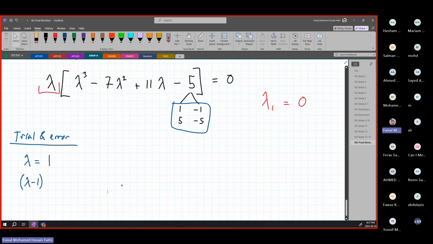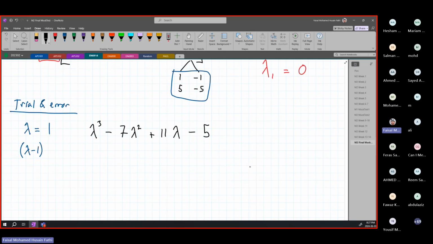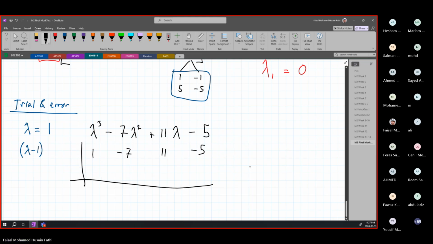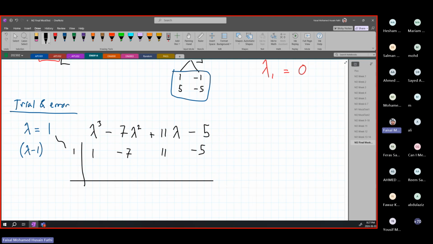All right, so when we have 1, how do you find out if this is an actual root or not? First, we're going to write down this equation again so that you guys can see how it will be solved. So we're just looking at the cubic, right? First thing we're going to do is, lambda cubed becomes, we're going to write down the coefficients. So this is 1, -7, 11, and -5. And we're going to put in our factor that we are testing over here. So this is going to be 1.